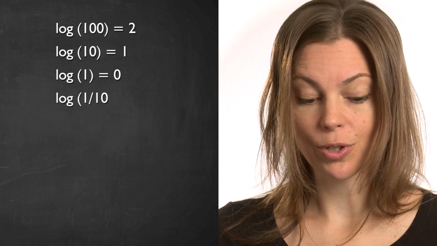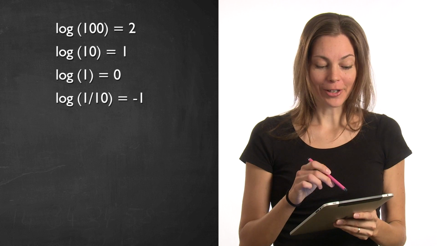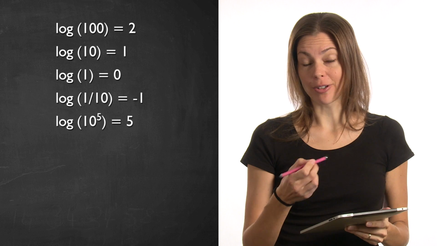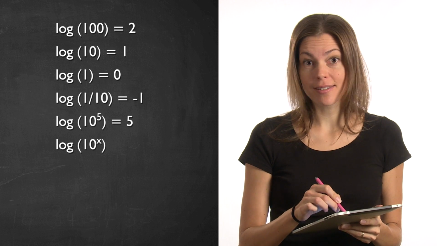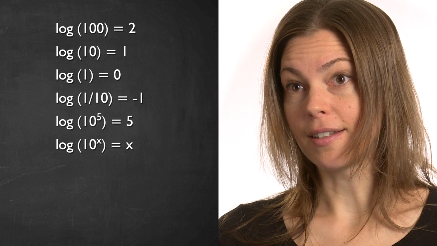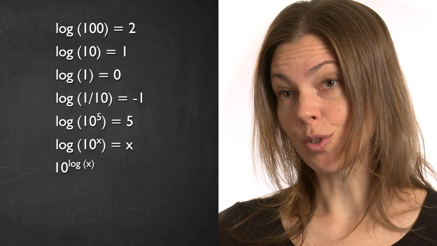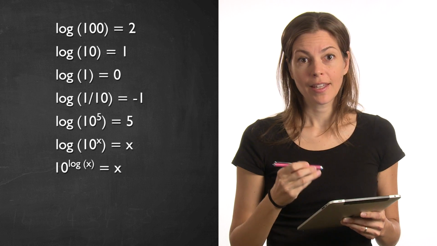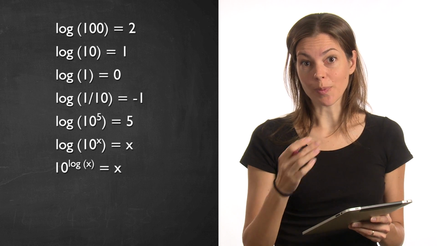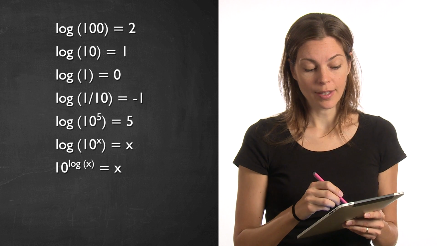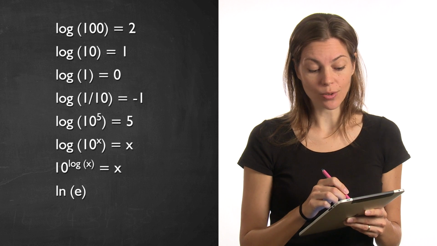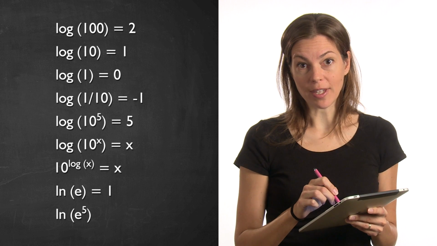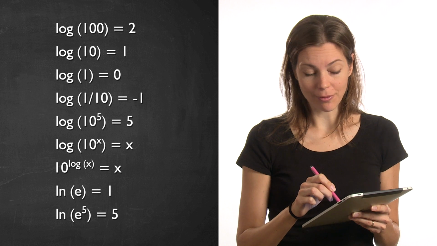The logarithm of 1 over 10 is -1. The logarithm of 10 to the 5th is 5. And so basically the logarithm of 10 to the x is x. And similarly, 10 to the power of the logarithm of x is x. And the natural logarithm is the corresponding way to deal with exponentials. So the natural logarithm of e is 1. The natural logarithm of e to the 5th is 5.